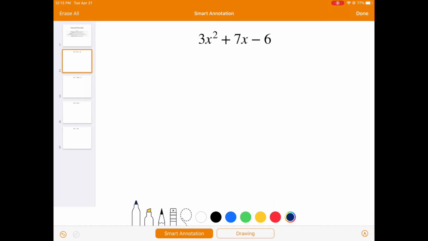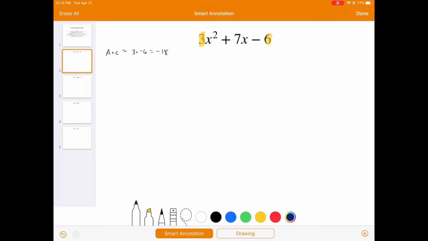So the next step is to multiply a times c. Remember, a and c are your first and last coefficients, so 3 and negative 6. When we multiply those, we get negative 18. From there, we want to find the factors of negative 18 that will add up to 7.